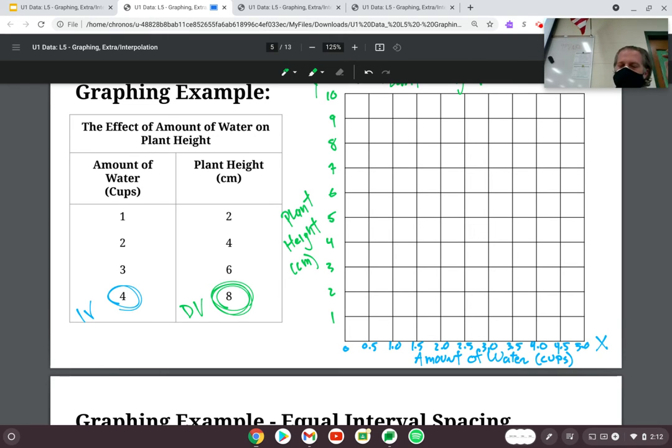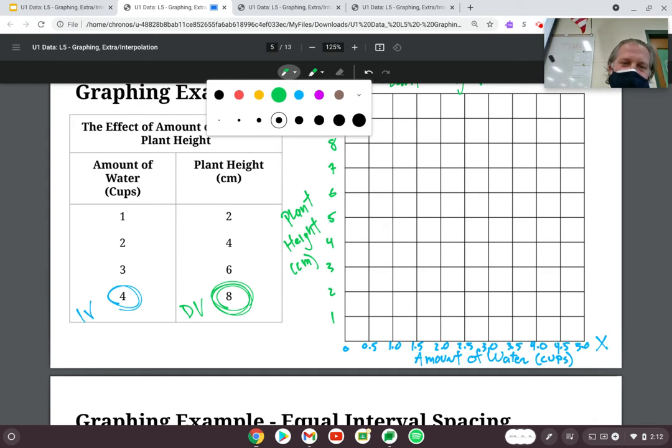And so now I've done a bunch of things. Like I have equal interval spacing. I labeled my x-axis with the independent variable and the unit that was measured in. And I labeled my y-axis with the dependent variable and the unit it was measured in. So now I have to do some plotting of my data.